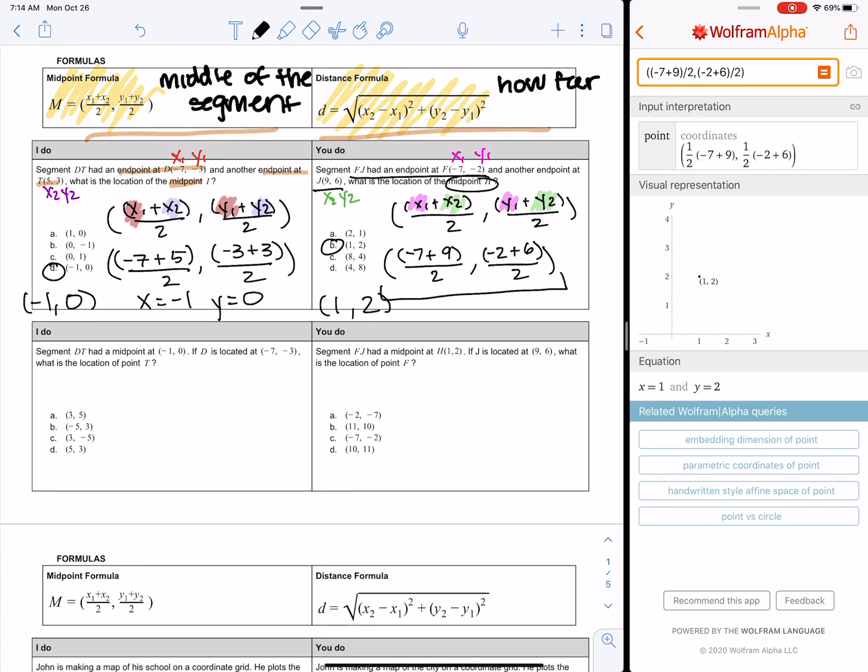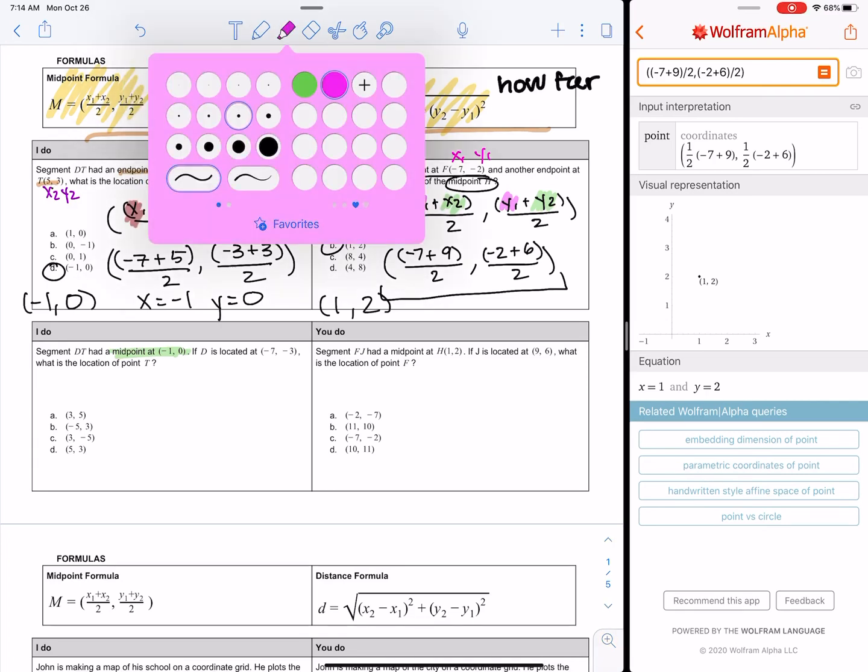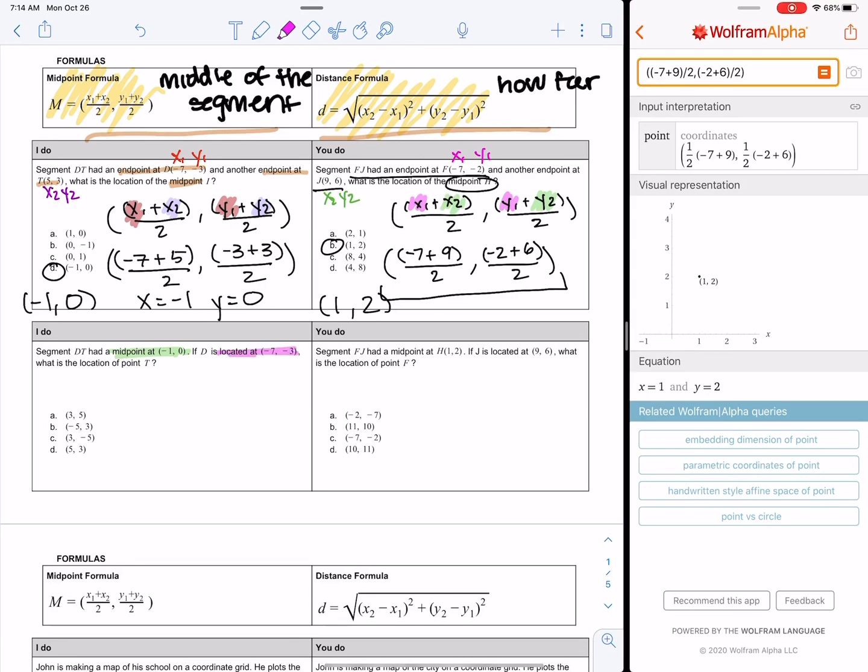Let's try this next one. Segment DT has a midpoint at -1, 0, and D is located at -7, -3. What is the location of point T? Am I going to use the midpoint formula or the distance formula? Very good. We're going to use the midpoint formula because it says midpoint. We know M equals x1 plus x2 over 2, comma, y1 plus y2 over 2.